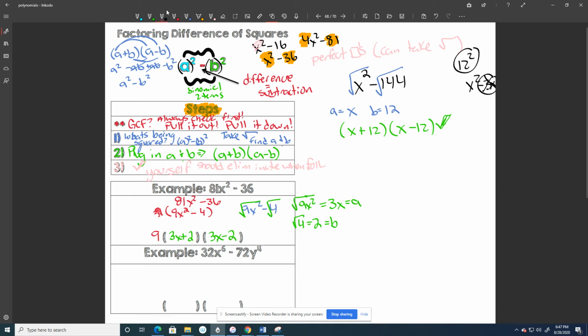All right, let's do another one. What if I have, let's put something back out in front. What if I have 16g squared minus 9?